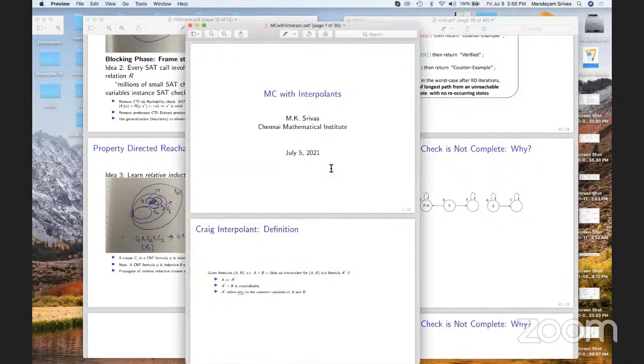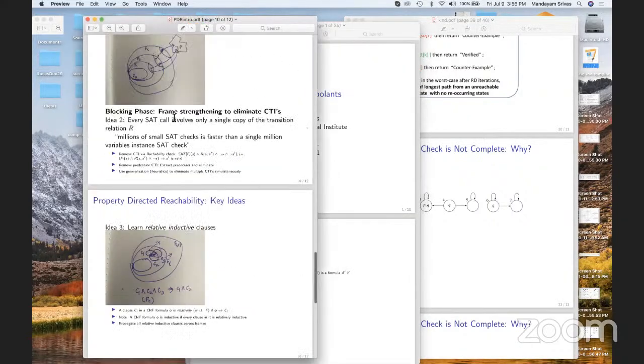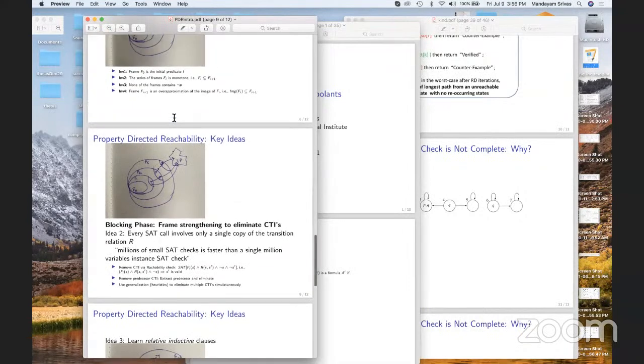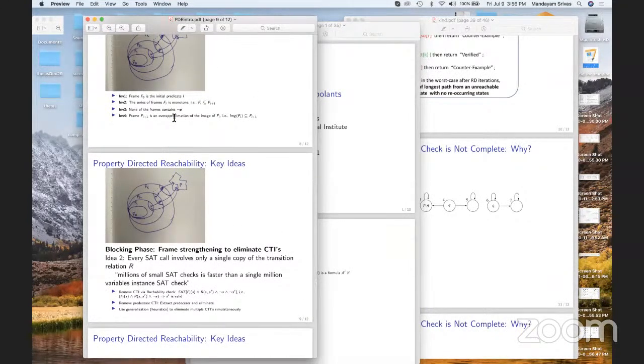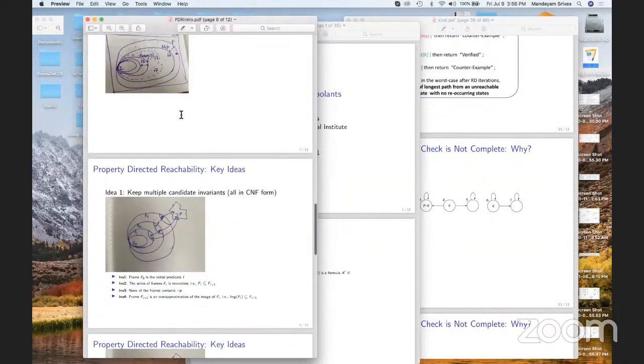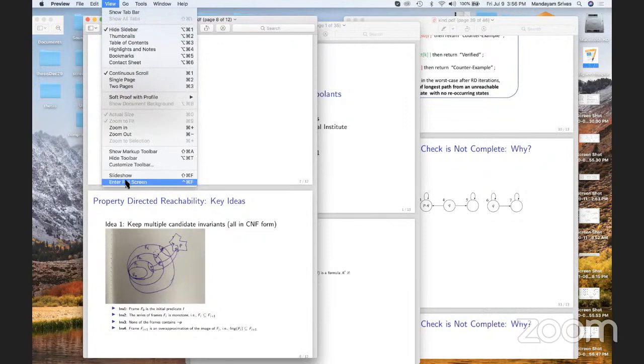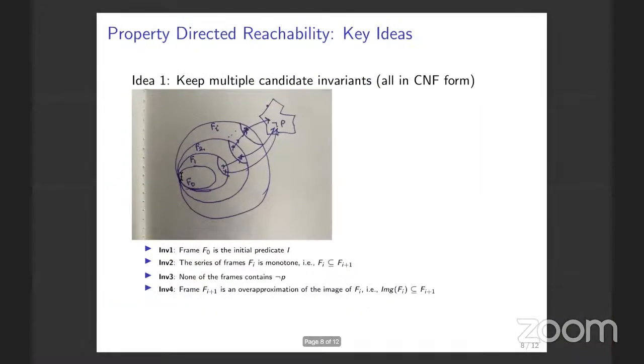Okay, so now once again, let me get to this. The first thing that we'll do is model checking with interpolants. There are several methods that leverage interpolants to do inductive model checking. We'll be looking at one which uses this idea. So again, I'll go back to this.